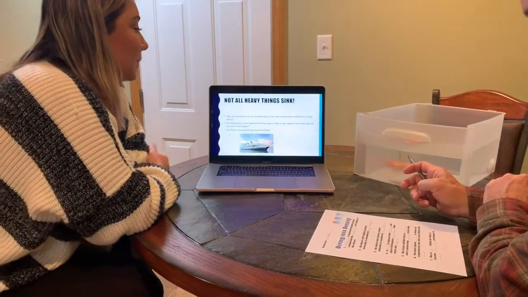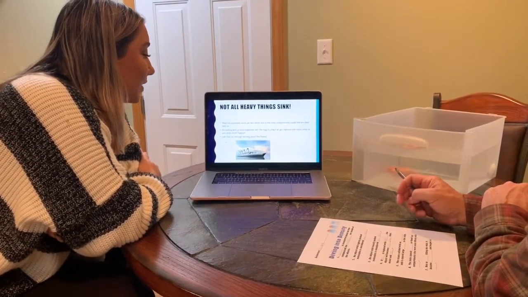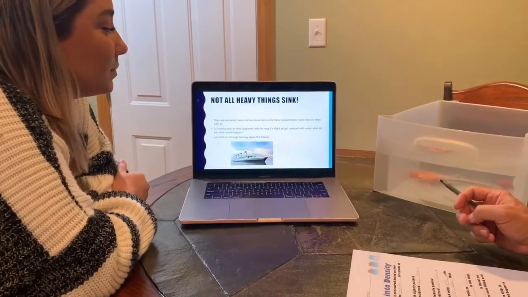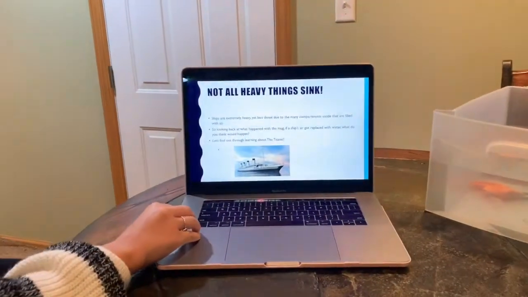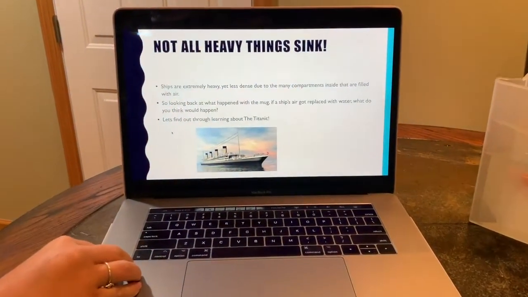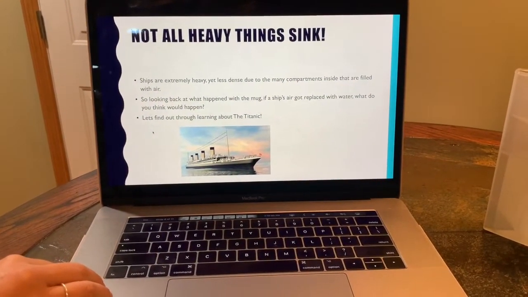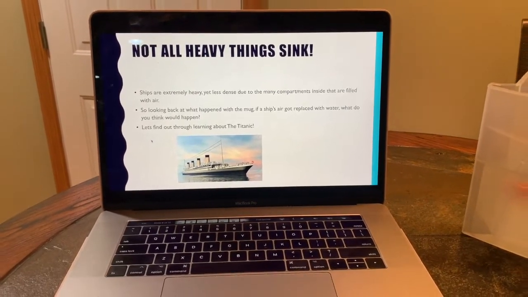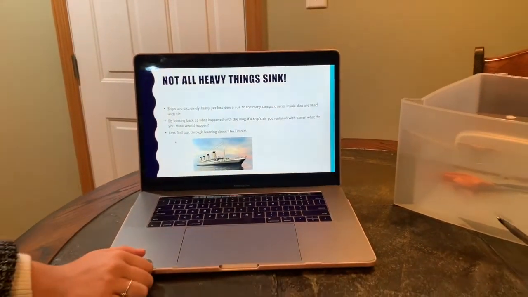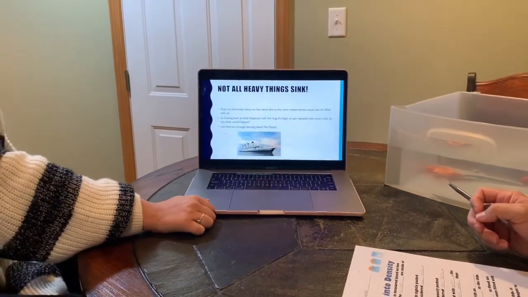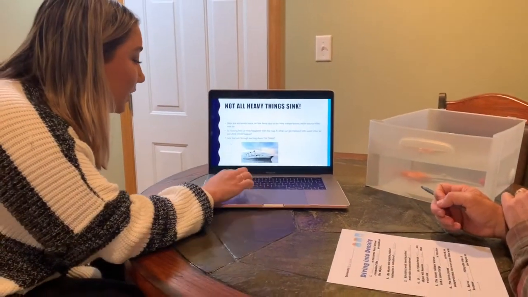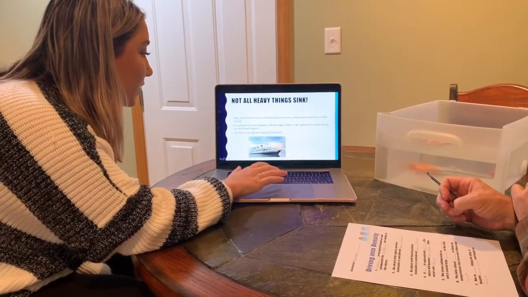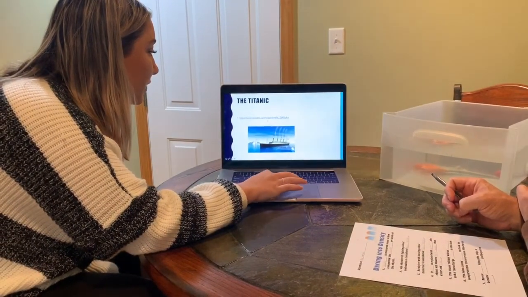An important takeaway is not all heavy things sink. Ships are extremely heavy, but they're less dense because they have so many compartments inside that are filled with air. So looking back at what happened with the mug, if a ship's air got replaced with water, what do you think would happen? I heard you make a prediction earlier about it. It would sink. You made a connection to a ship. So let's find out through learning about the Titanic. So we have a short video to watch.